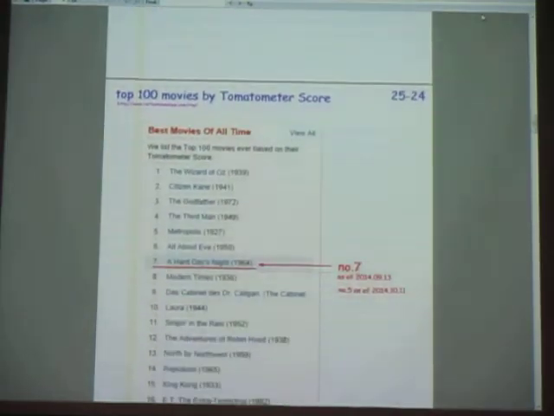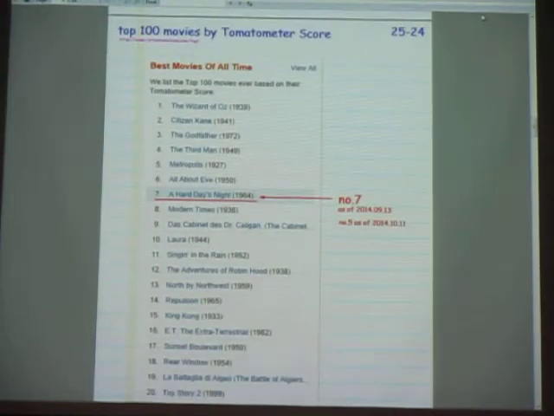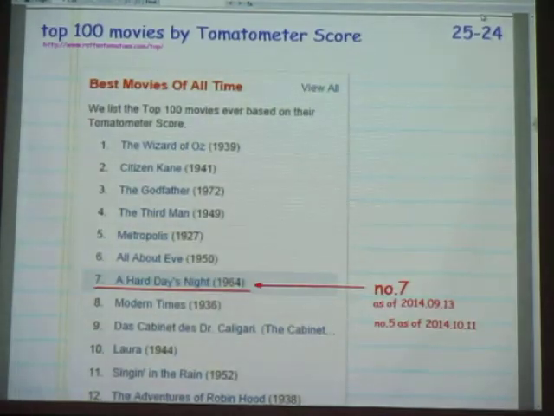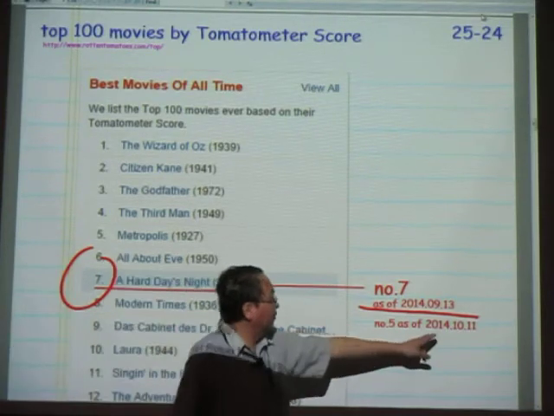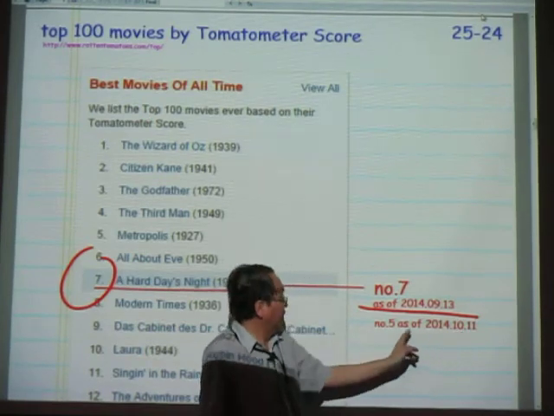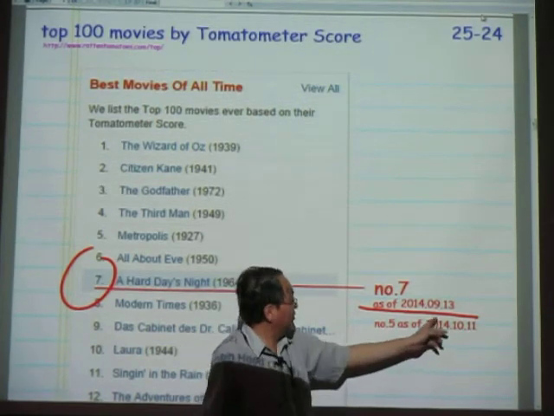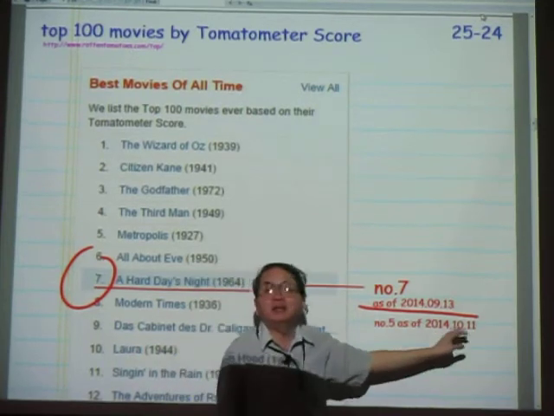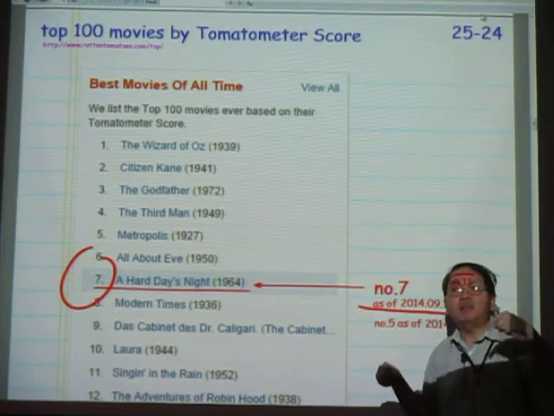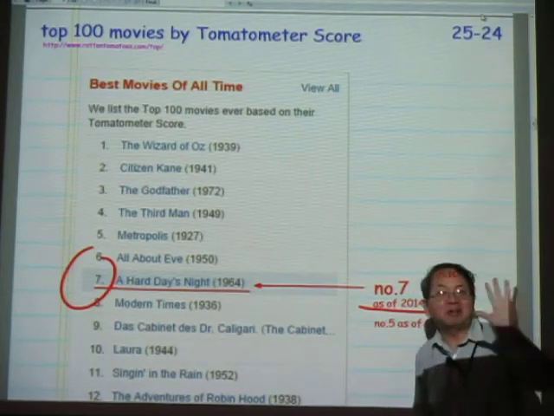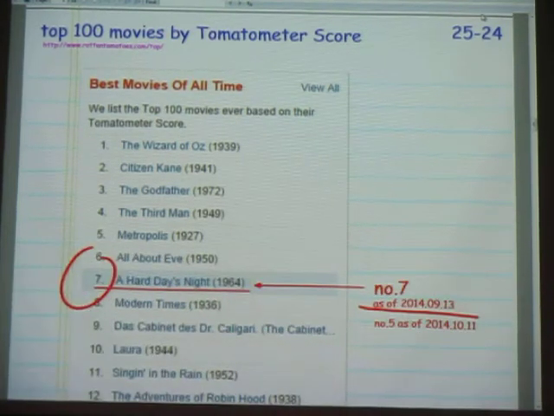And this is a screenshot that I took from the site Rotten Tomatoes, and it was ranked 7 as of September 2014. But when I checked it again in October 2014, same year, about a month later, it jumped up to rank number 5. And I just checked before I came to class, it's still ranked number 5. Okay, so as the best movies of all time.